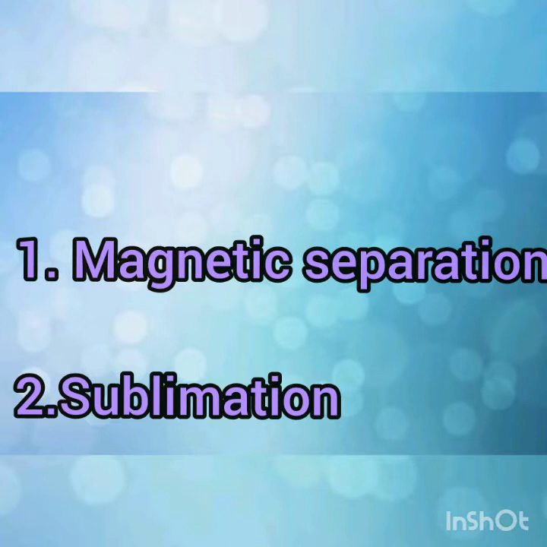Our first step is magnetic separation. Iron filings are attracted by a magnet, so they are removed by the method of magnetic separation. When a magnet is moved in this mixture, iron filings cling to the magnet and get separated. We are then left with ammonium chloride and sand. Now, ammonium chloride and sand can be separated by using the process of sublimation. Have a look at the upcoming video to understand it better.